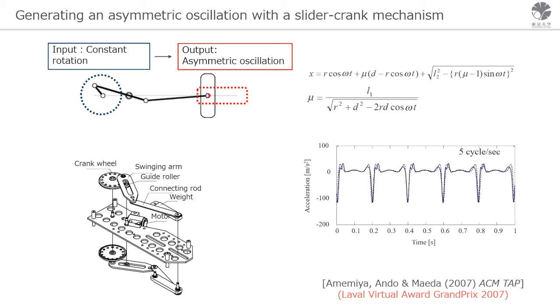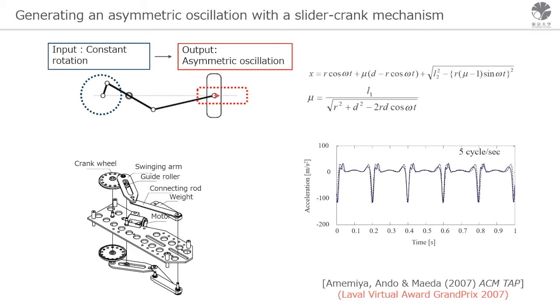So the acceleration pattern can be determined by the length of the linkage used in this prototype. The output can be calculated by these equations, and the recorded acceleration pattern is shown in the right figures. Using this prototype, we can create a one-directional force sensation.